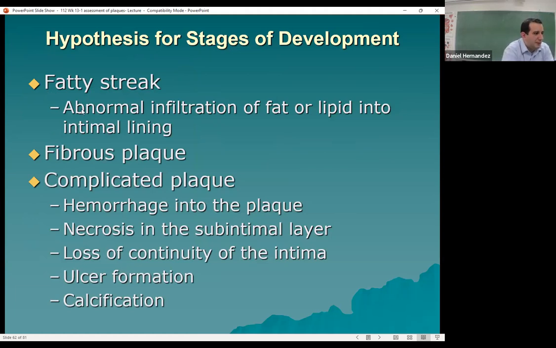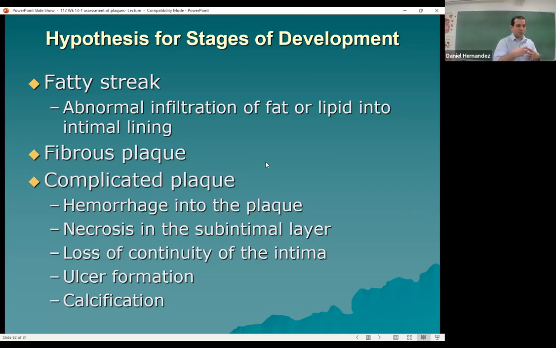So this is, again, those 3 stages of formation. It starts with that abnormal infiltration of fat or lipid into the intimal lining. This is the fatty streak that develops. That fatty streak eventually starts forming into fibrous plaques, becoming more and more echogenic. The plaque is building up. Then it starts to become a complicated plaque.